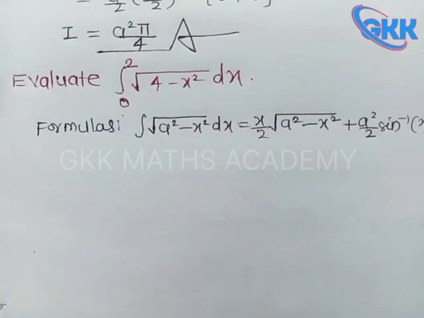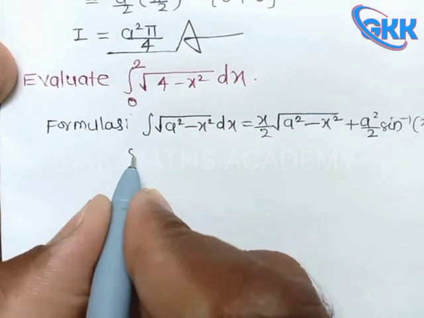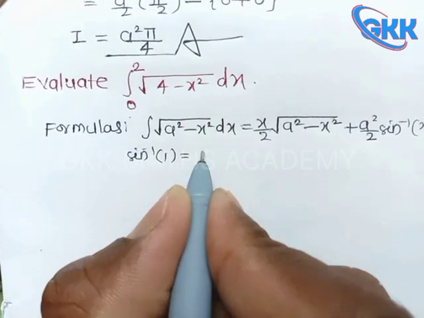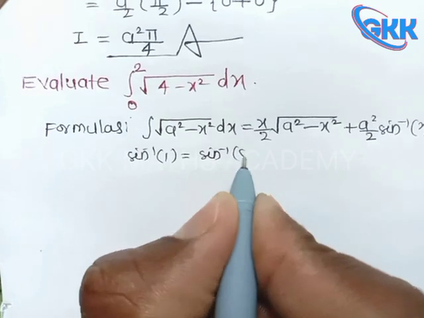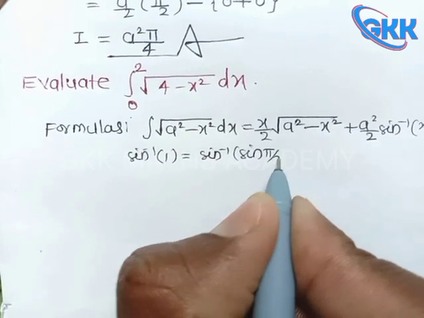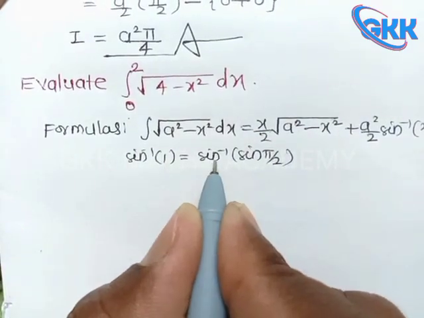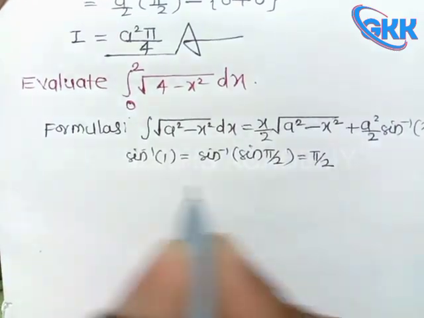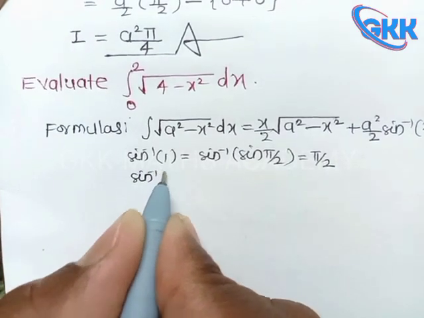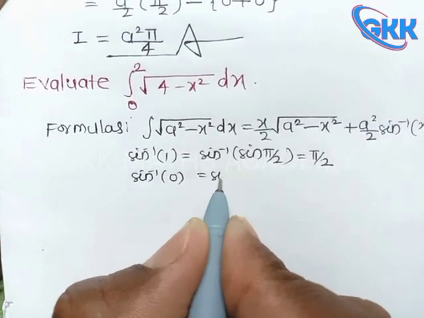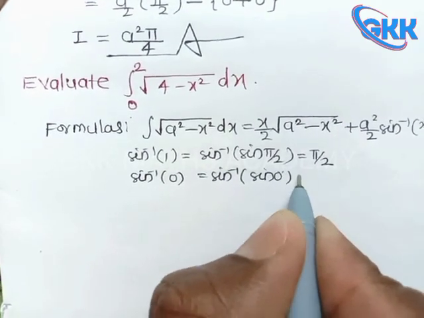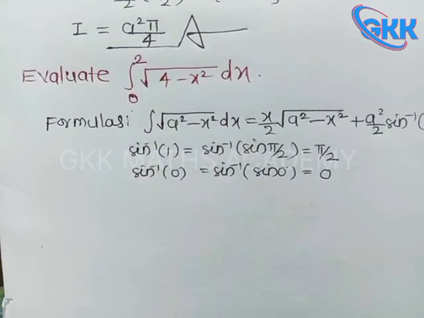And one more formula: sine inverse of 1 can be written as sine inverse of sine 90, since sine 90 is 1. It is in the form of sine inverse of sine theta, so what will we get? Theta. Same thing, sine inverse 0: at what value is sine theta 0? It is sine 0. So what will you get? 0. So these formulas we are going to use here.